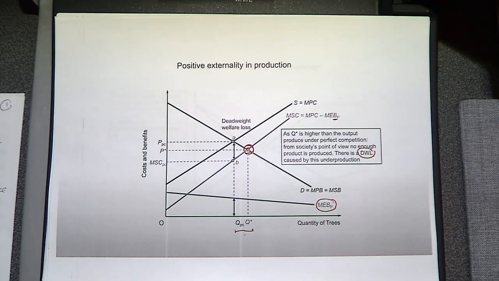So that's actually the justification for government intervention, for this deadweight loss. In the case of pollution, this could be taxes, for example, or a regulation. In this case, they are not going to tax the quantity of trees planted. It will be subsidies. Okay.